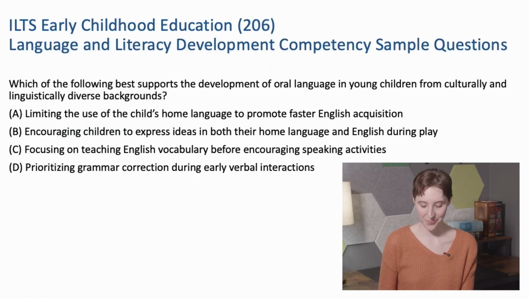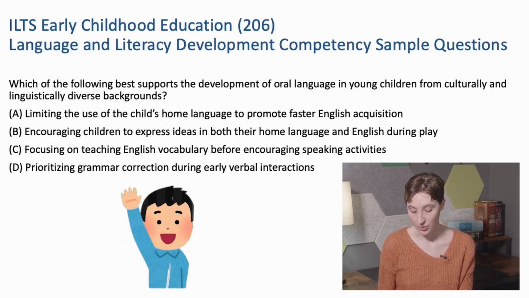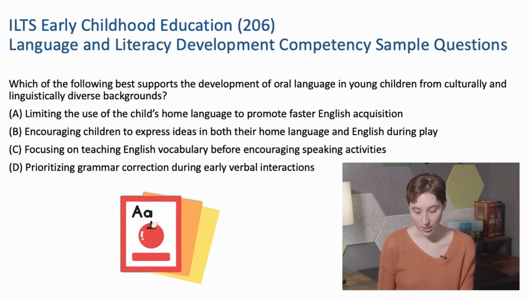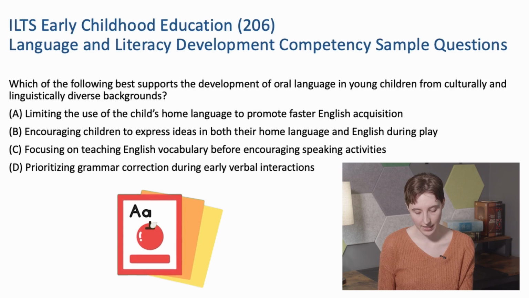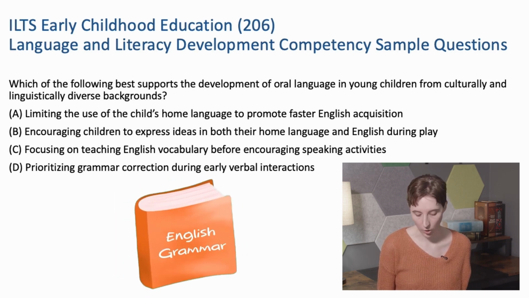All right, here we go. Which of the following best supports the development of oral language in young children from culturally and linguistically diverse backgrounds? A. Limiting the use of the child's home language to promote faster English acquisition. B. Encouraging children to express ideas in both their home language and English during play. C. Focusing on teaching English vocabulary before encouraging speaking activities. Or D. Prioritizing grammar correction during early verbal interactions.